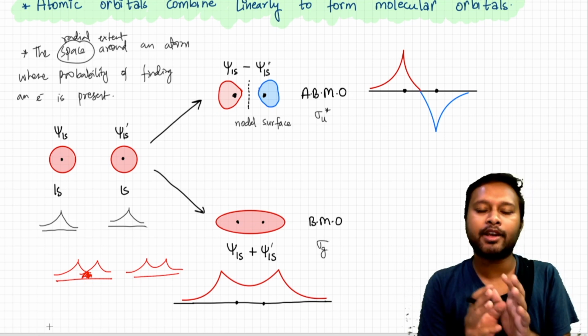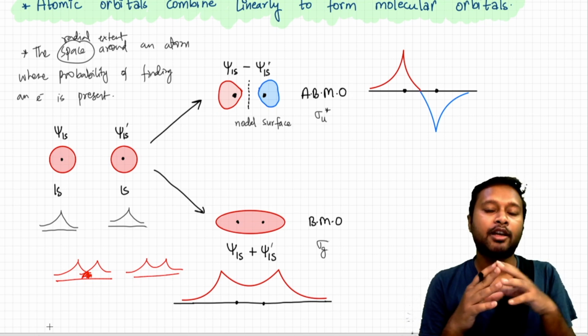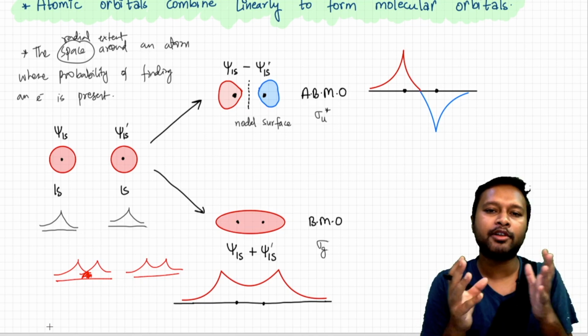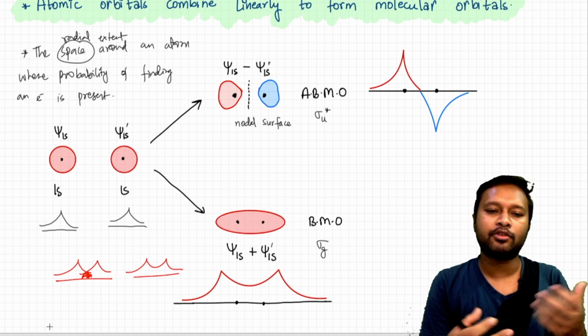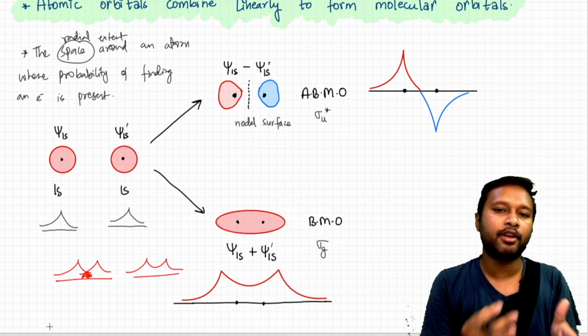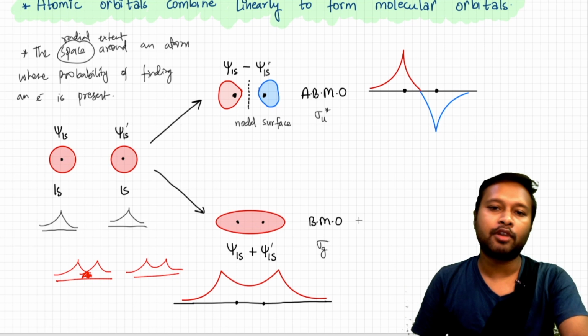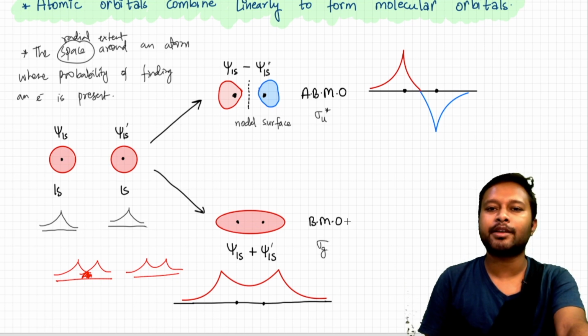How much overlapping has happened will tell you how strongly they are bound or how close those atoms are. So all these parameters, values, and properties you are going to get from the overlap integral. So the overlap integral becomes a very important concept once again.